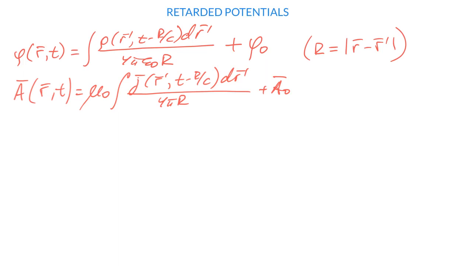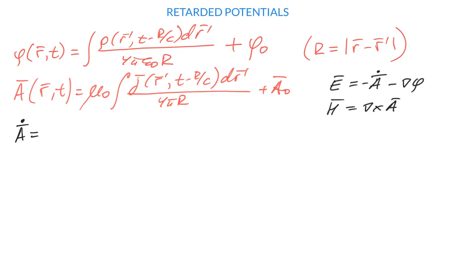Let us now, to complete this lecture, work out the electric and magnetic fields that follow from these potentials. The electric field, E, is minus A dot minus the gradient of φ, and H is the curl of A. So we need to calculate these three quantities, A dot, del φ, and del cross A. The easiest thing to calculate is A dot.